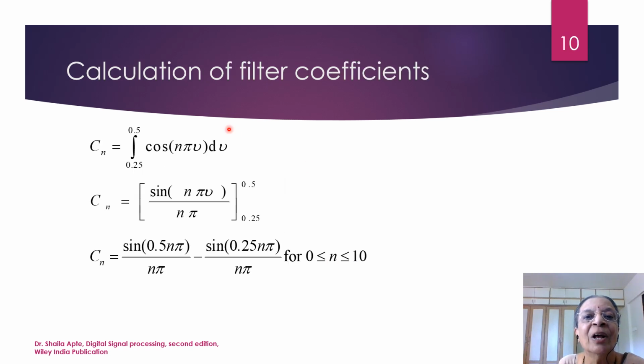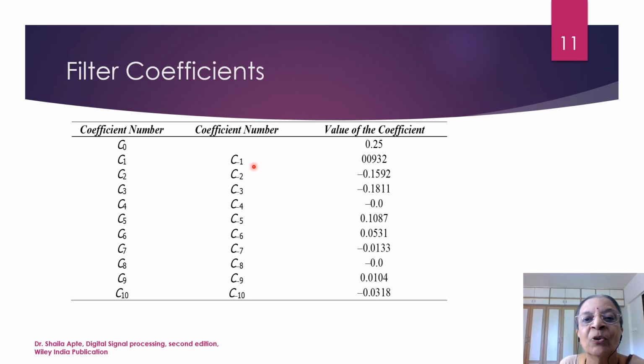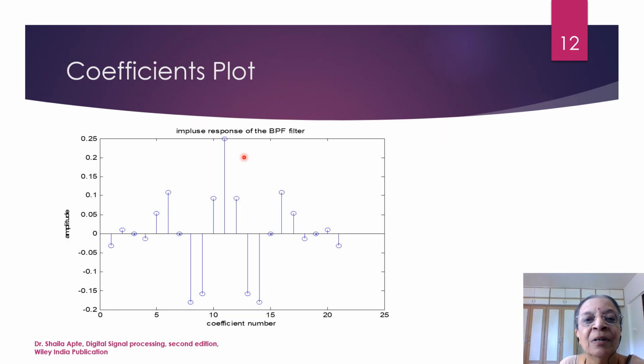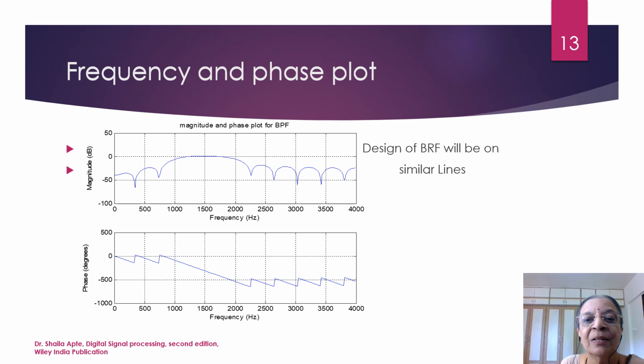Now you can also calculate the filter coefficients on similar lines again. Only here the limits will be from 0.25 to 0.5. So this will be the equation for the corresponding filter coefficients Cn. You calculate only 10 coefficients because Cn is the same as C minus n. This will be the same as before. So you can calculate the coefficients, and the calculated coefficients when plotted would look like this.